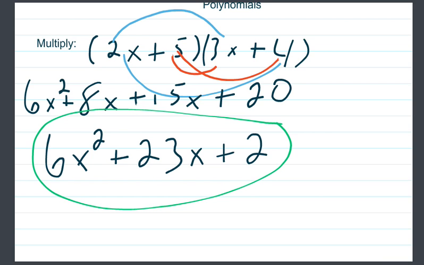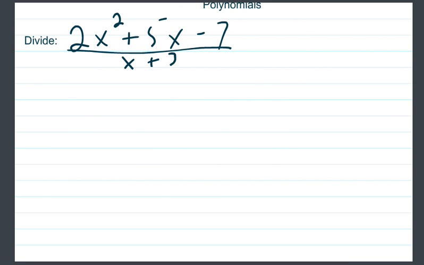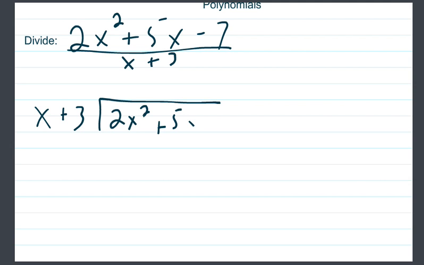When dividing, there are two different ways to divide. The first way to divide is long division, and the second way is synthetic division. But I'm going to show you how to do long division first. So using long division, the first thing you want to do is rewrite the problem. So you'd rewrite it as x plus 3 divided by 2x squared plus 5x minus 7. So the first thing you would ask yourself, what times x will give you 2x squared? 2x times x will give you 2x squared. So 2x goes up here.